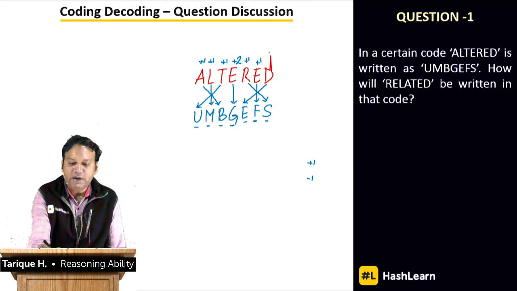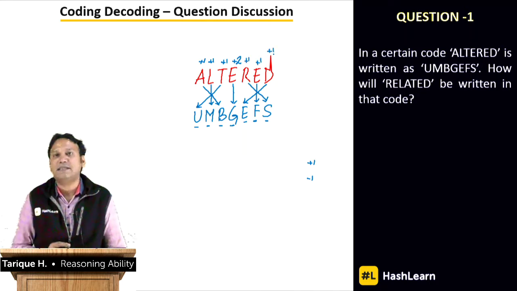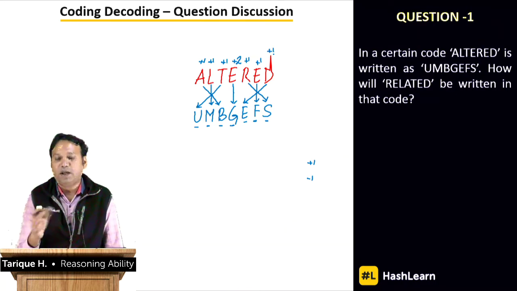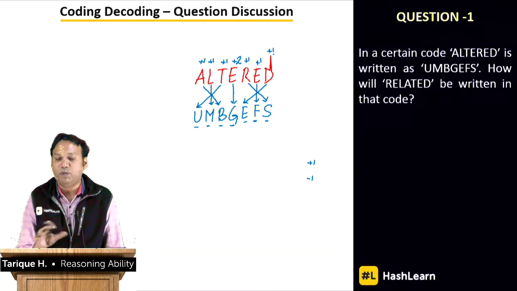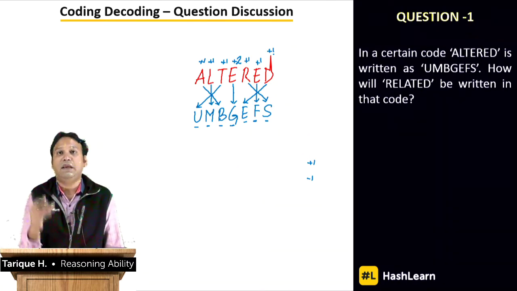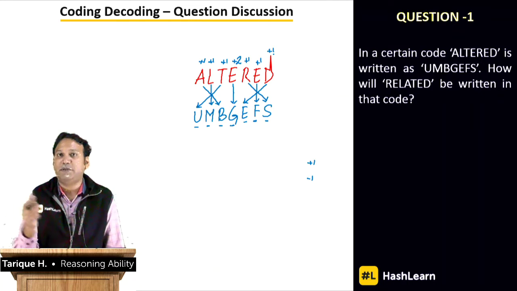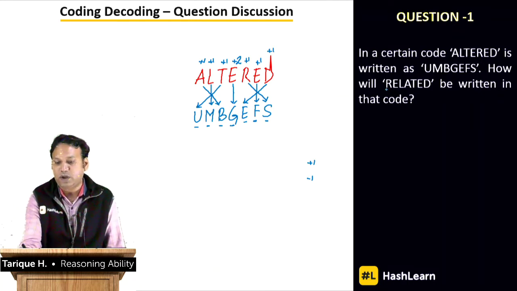Okay, and this is a very popular pattern. This kind of questions come a number of times in the past few years, what I call as the cross coding or cross shifting technique of coding words. Okay, so once it is clear to us what kind of logic has been used, what we'll do is we'll go to the next word here, and that is the word related.